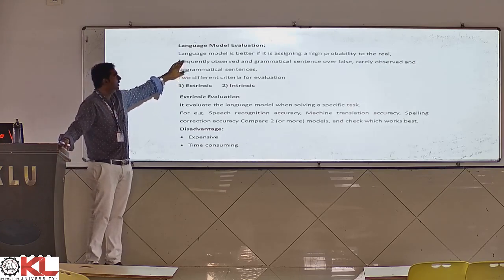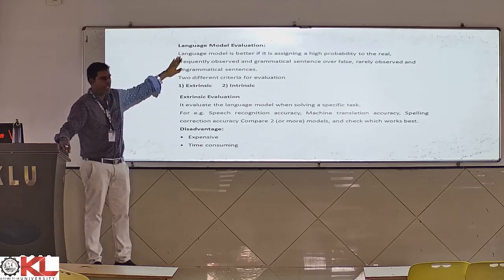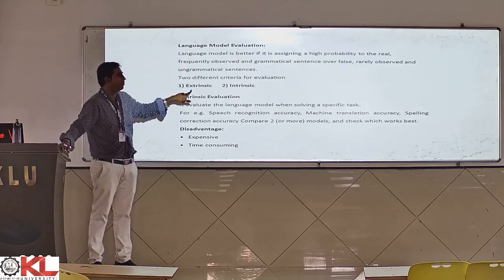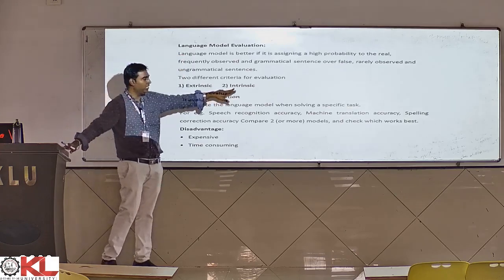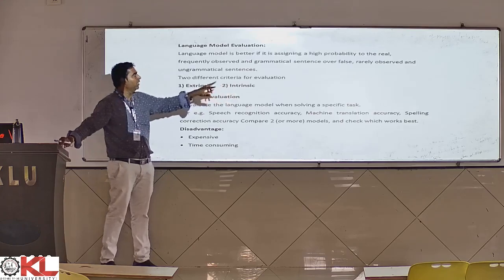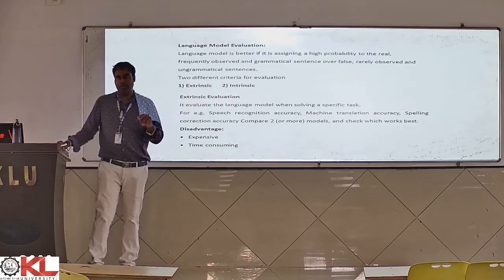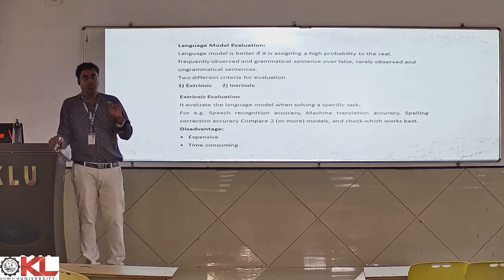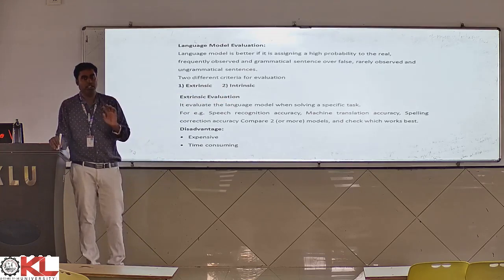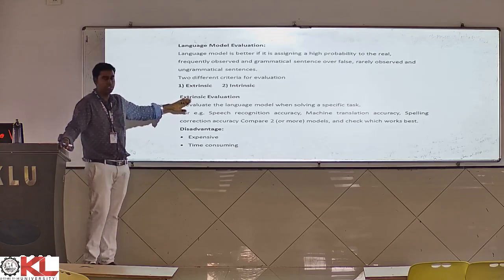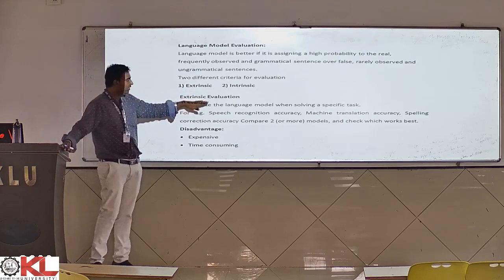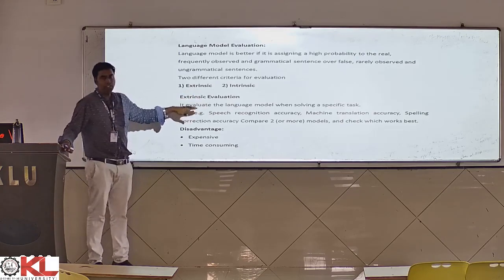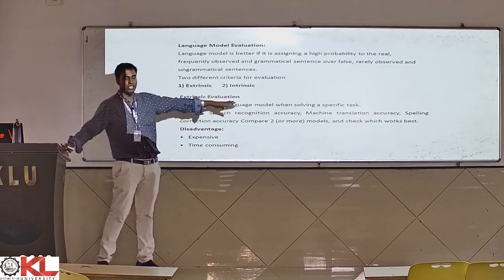Language model evaluation can take place in two ways. One is extrinsic evaluation, the next one is intrinsic evaluation. These are the two ways the evaluation happens in a language model to say whether its performance is good or not. So what is extrinsic evaluation? It evaluates the language model while it is doing some specific task.